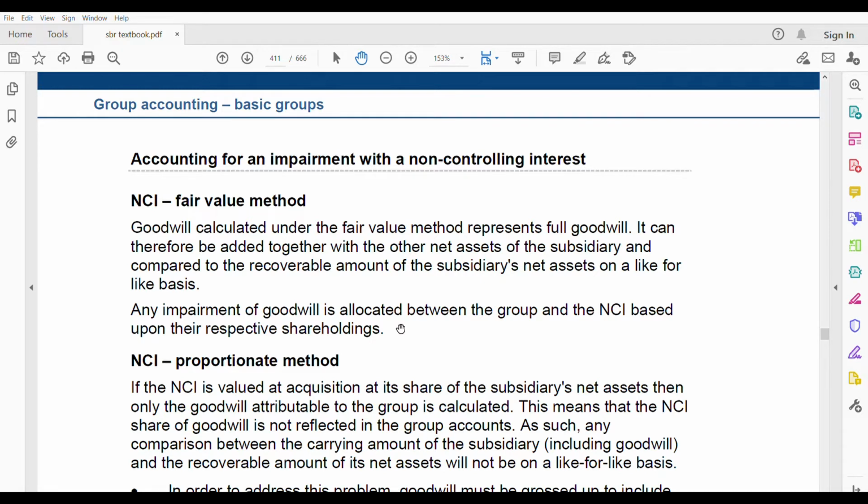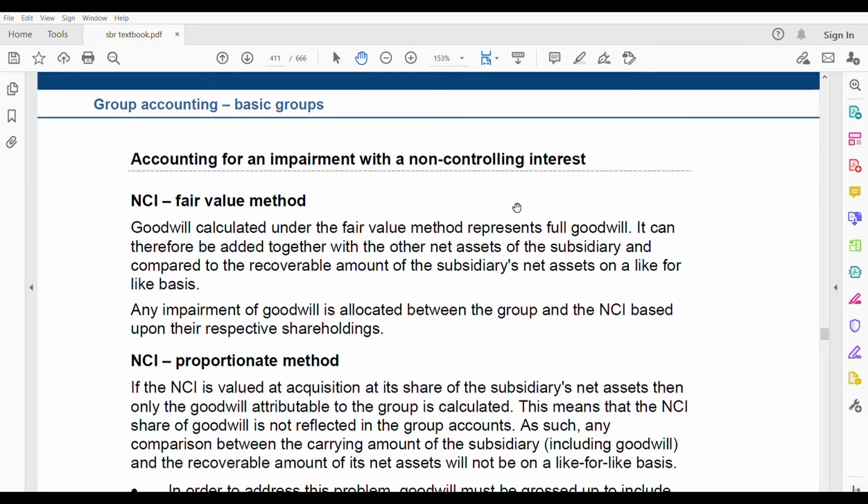Can you tell me, without reading anything or without me explaining, which of these two methods will give you a higher impairment loss and which a lower one? Just think, common sense would do this. If you are saying that a high impairment loss is under the fair value method, then you are right. Because under the fair value method, the goodwill is allocated for both the parent as well as the NCI. That means higher goodwill is recorded under the fair value method. Because the goodwill is higher, the impairment loss will also be higher.